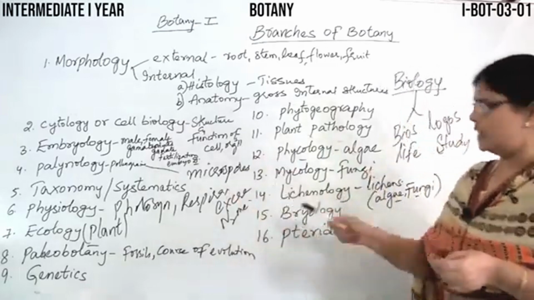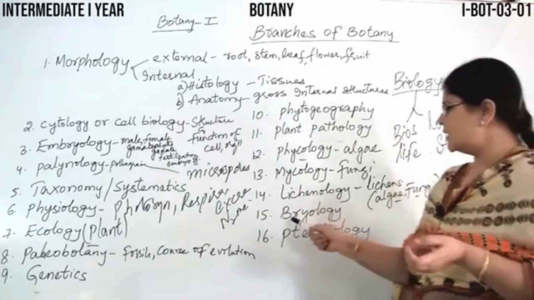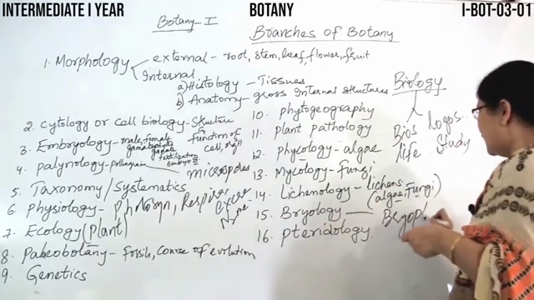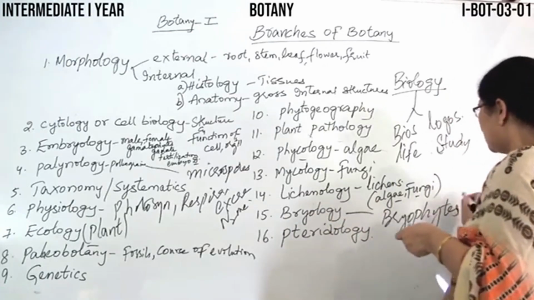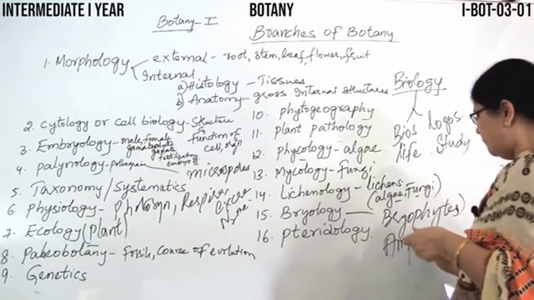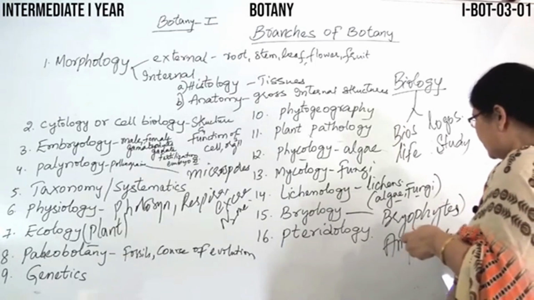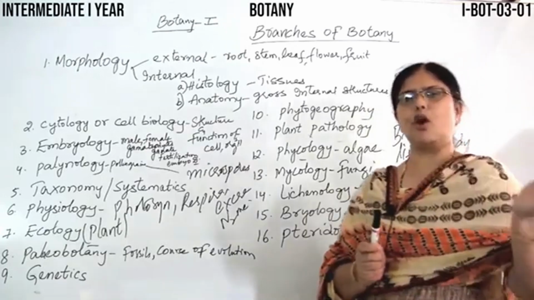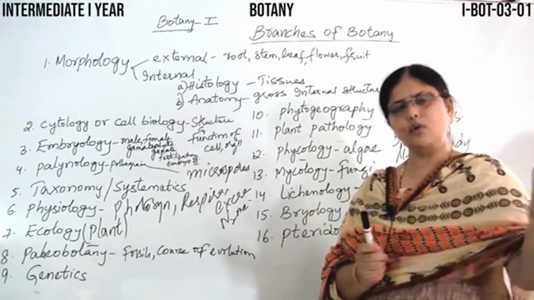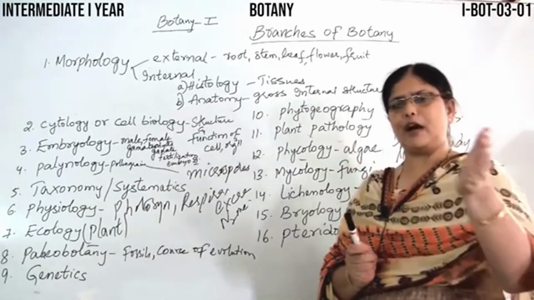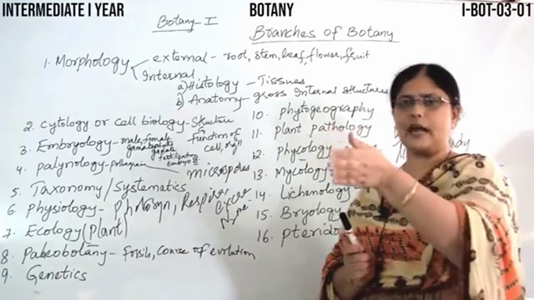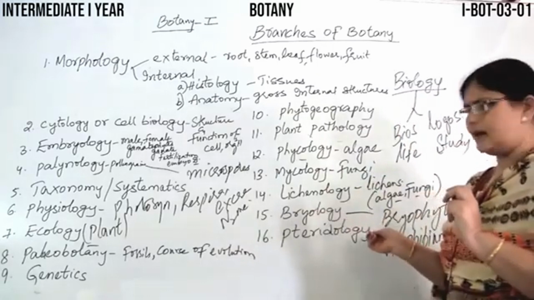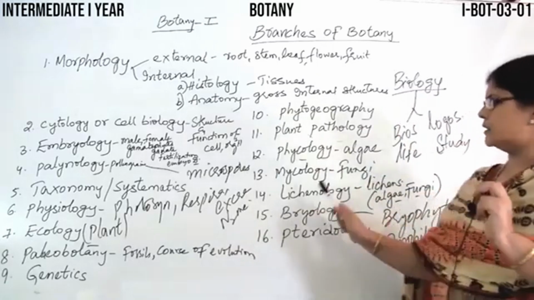Next branch of botany is called as bryology. Bryology is nothing but the study of plants which are called as bryophytes. Now bryophytes are those plants which are also called as amphibians of the plant kingdom. Now you will understand the term amphibians. Amphibians means those plants which can live both in water as well as land. So in the course of evolution, from algae, fungi, the next course of plants which came to the earth are bryophytes. So they are the amphibians of the plant kingdom, and the study of all the bryophytes is called as bryology.